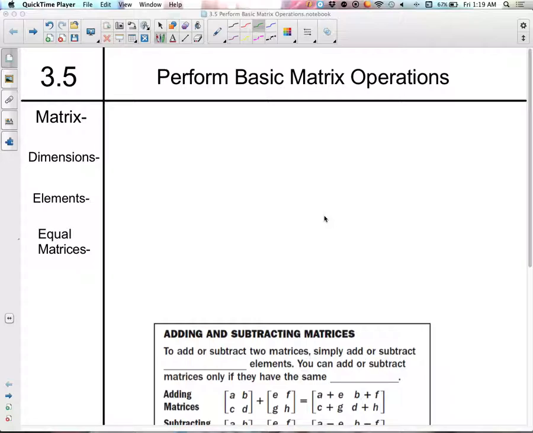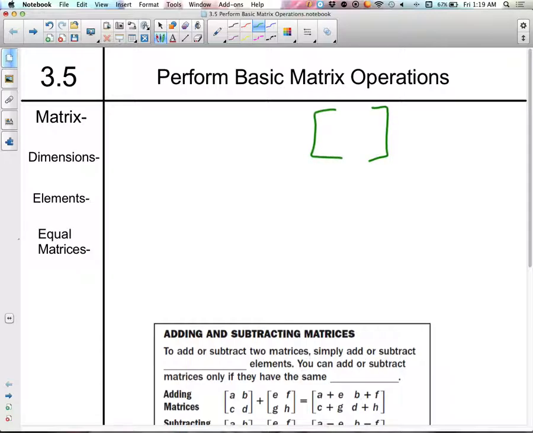Basic matrix operations. A matrix is a rectangular arrangement of numbers. So this is an example of what a matrix may look like. There's the rectangular arrangement of numbers. A matrix has what we call dimensions, right? And that's basically the number of rows and columns.